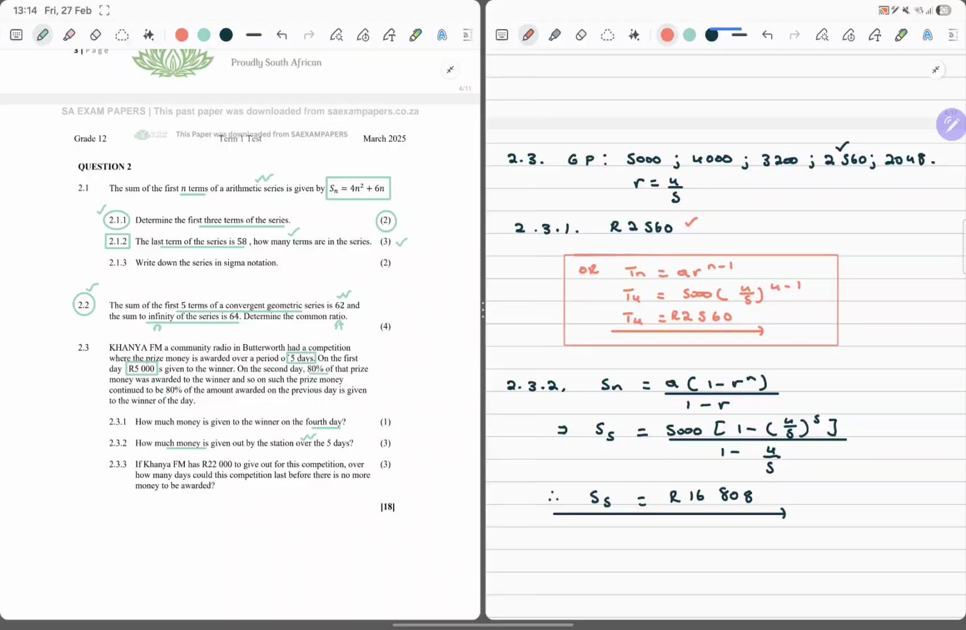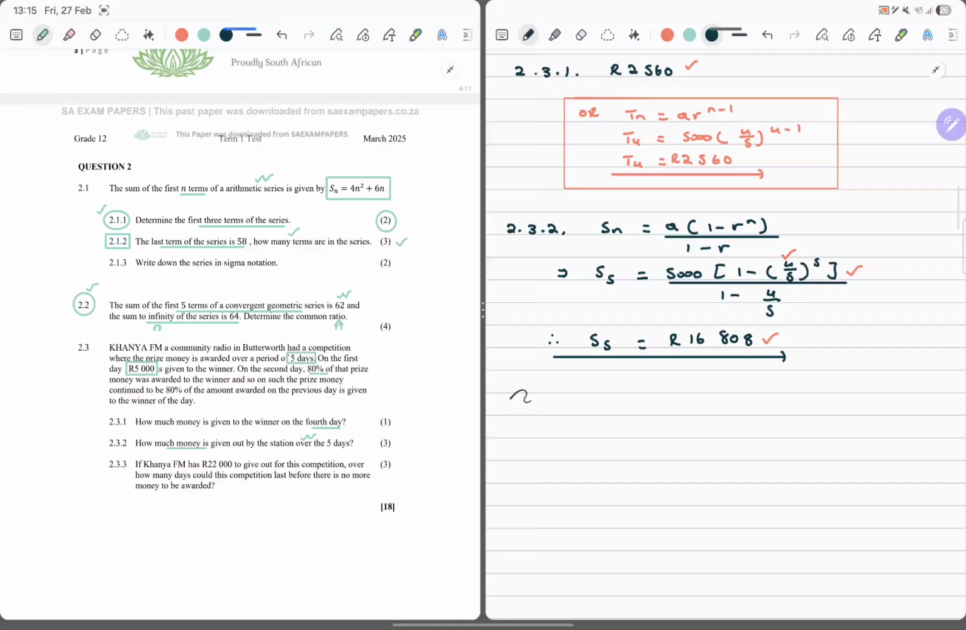So that's it. This is very easy. Please, the answers must have the unit of measurement. You can even write there that R16,808 was given over the 5 days by the competition, or whatever this is, the station. Right, substitution, guys. Answer is usually good enough. And I think knowing that the common ratio is going to be 4 over 5 is the third mark.